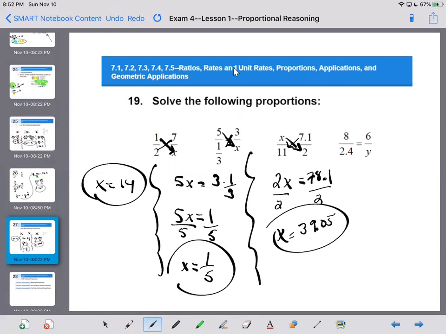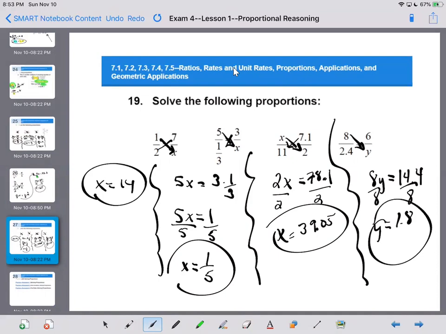And then finally, I'm going to take 8 multiplied by y to get 8y. And I'm going to take 6 and multiply it by 2 4/10. I'm going to get 14 4/10. And then I want to divide both sides by 8. So I would get y is equal to 1 8/10.